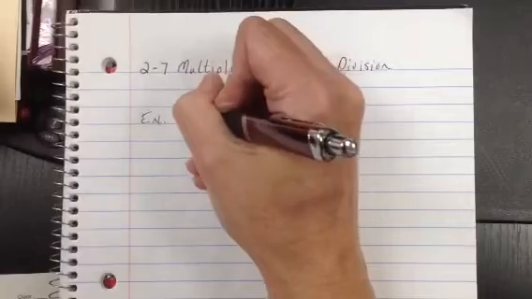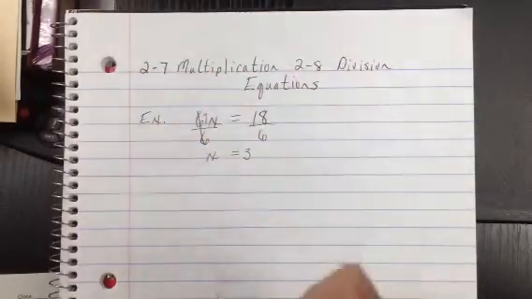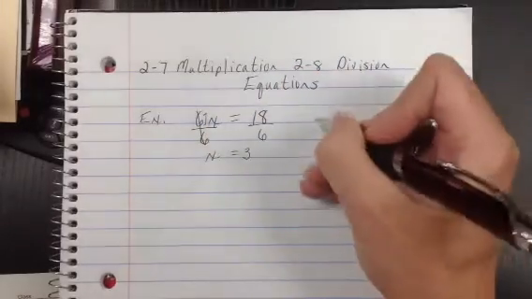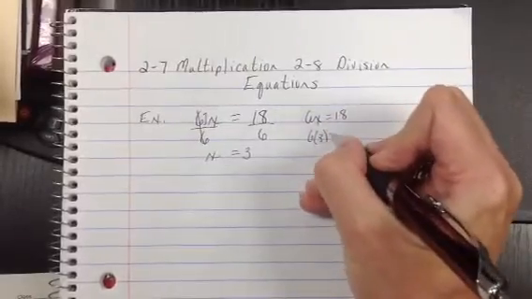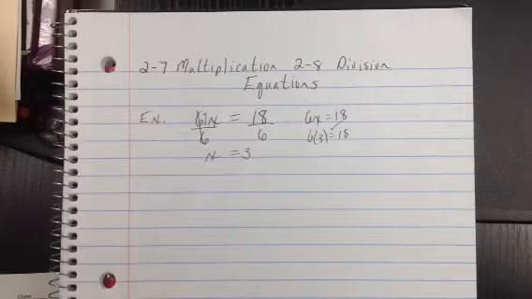Okay, now this is after I've simplified it. There's 1x. Okay, so check it. 6x equals 18. If x is 3, 6 times 3 equals 18. It checks.